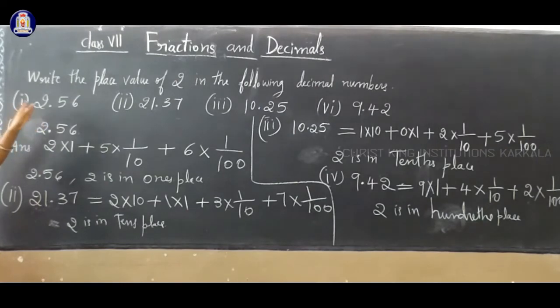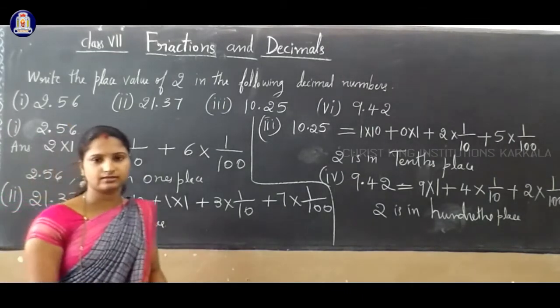Suppose they ask you to find the place value of 3, then in the question you will get the number 3 in any place, maybe the ones place, tens or hundreds, or after the decimal point it is tenths, hundredths, thousandths, ten-thousandths. Like that. So this is the answer. Clear? Yes. Thank you.